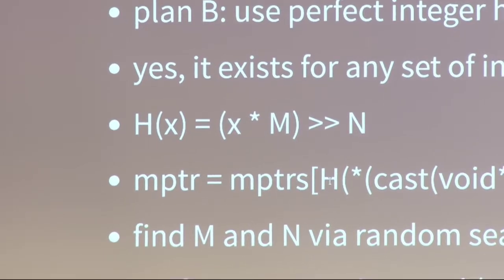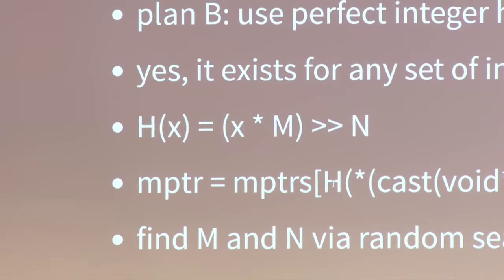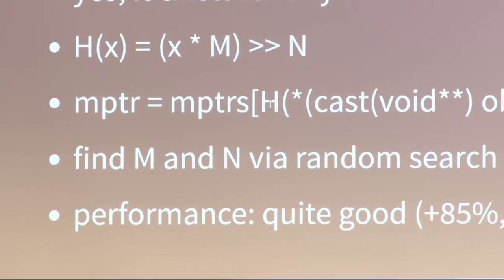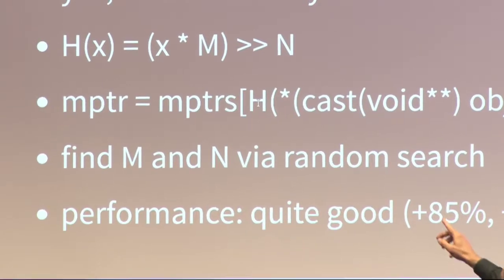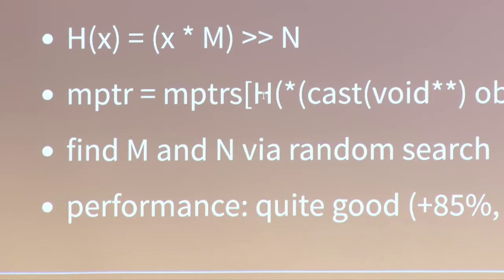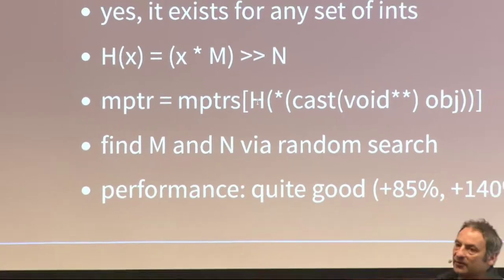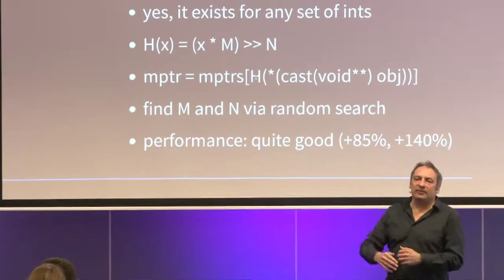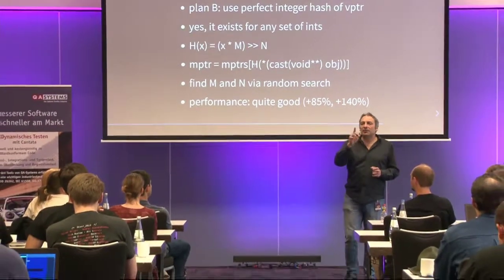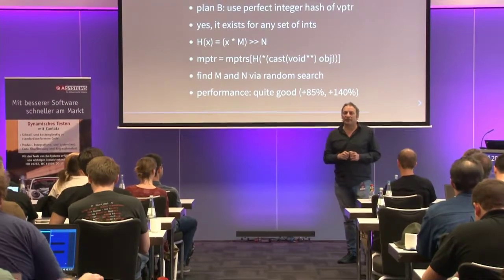And how do I find m and n? It's easy. I simply do a random search. I try them until I find them. So, I try a certain value of n, which is the next power of 2 after the number of virtual pointers I have to hash. And I try 1,000 times to find m. And if I don't, I simply double the size. And it works very nicely. And that could be put in a library to do what you want to do with RT-info, maybe.